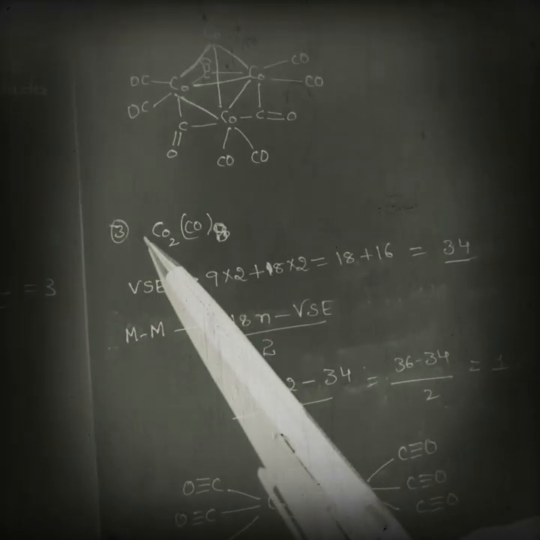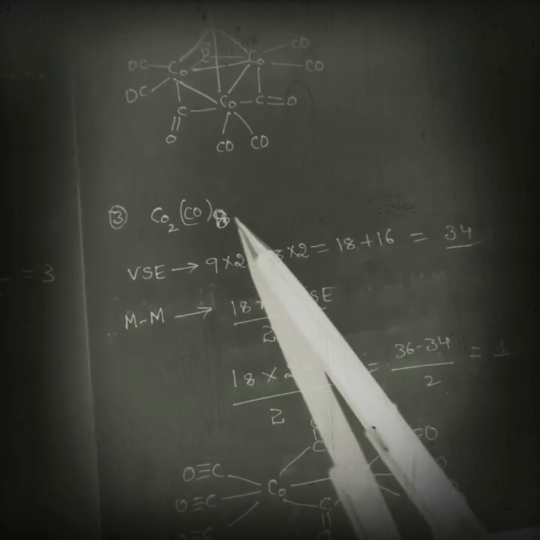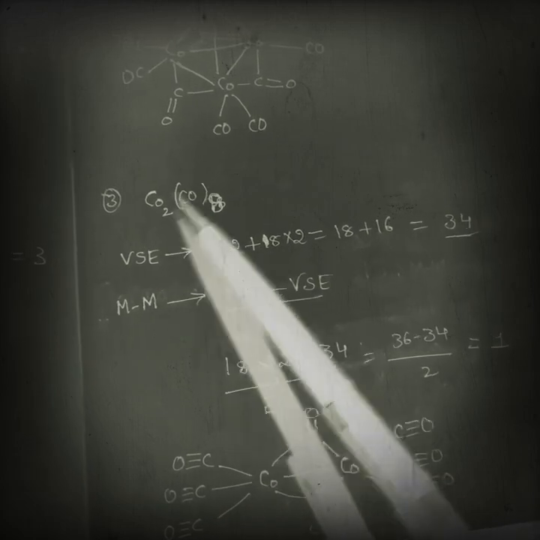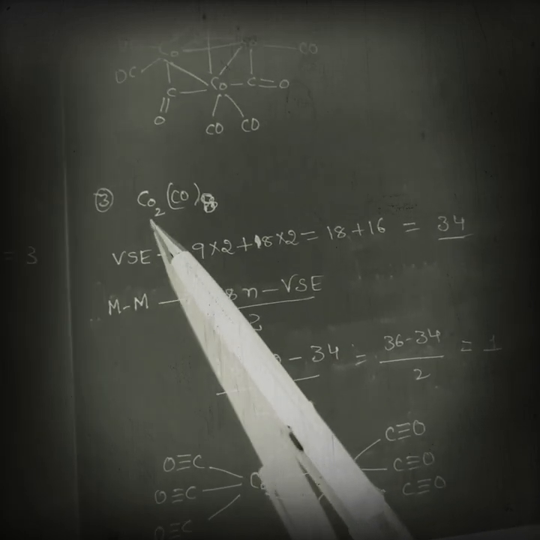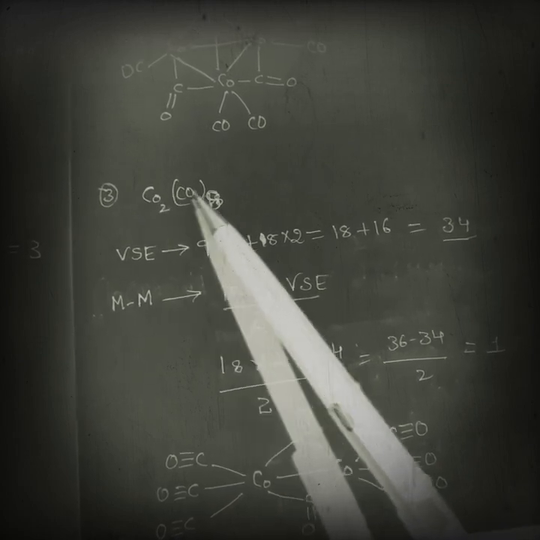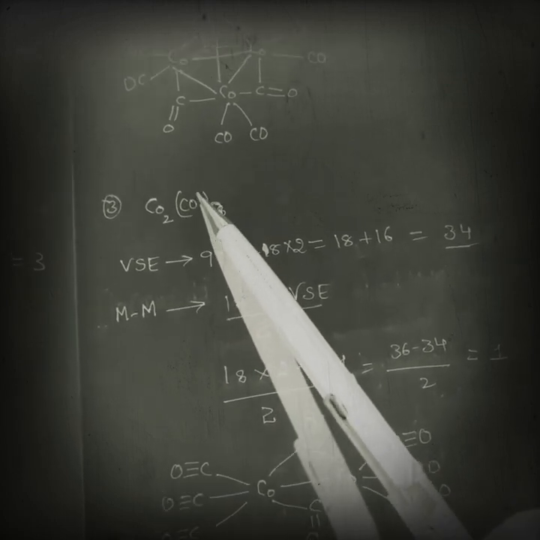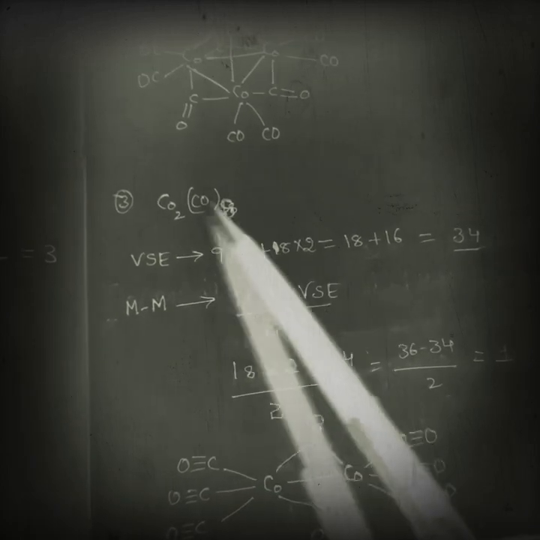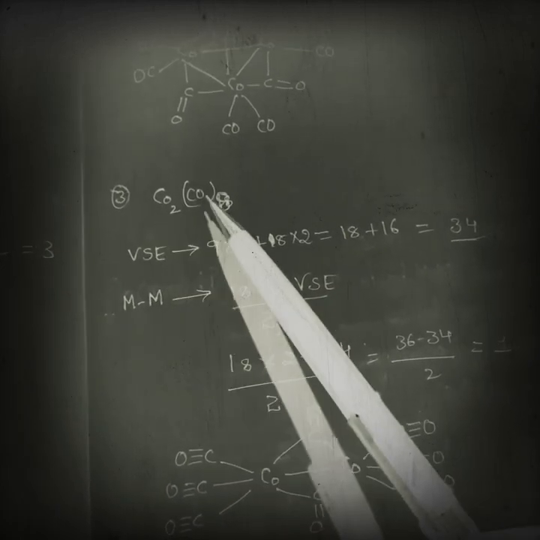Co2(CO)8. This is cobalt, friends. This is carbonyl. We should not get confused between these two. If you observe this, for cobalt the symbol is just a small circle, whereas in the case of carbonyl the oxygen is somewhat circle like. Don't get confused between these two. This is cobalt and this is carbonyl.